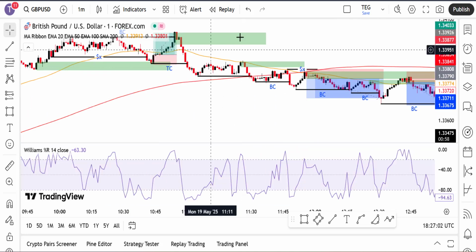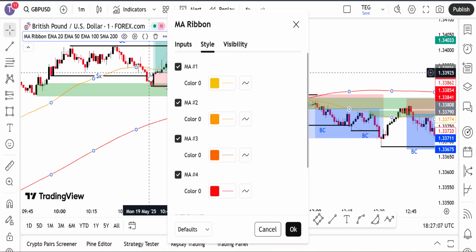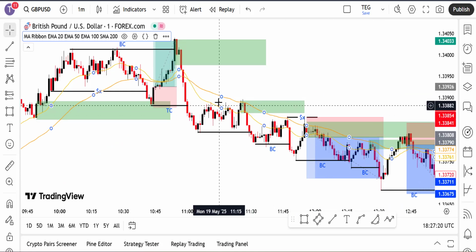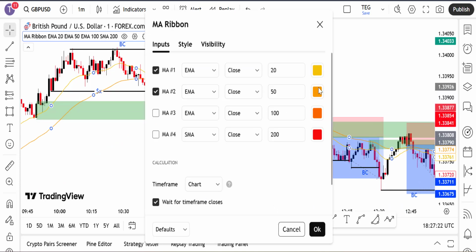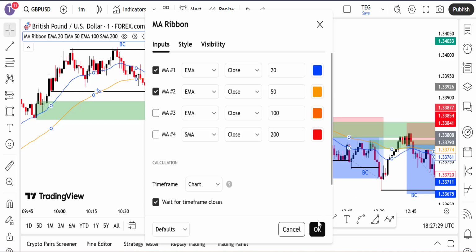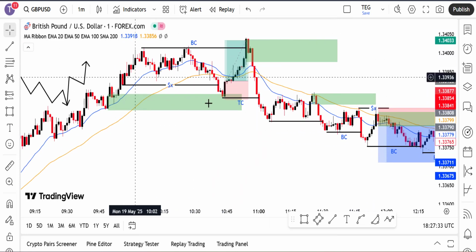So let me quickly show you the 50 EMA on our chart. So this is the 50 EMA. You're going to remove the 200 EMA. Let me change the color for brief reference. Let me make it blue. I prefer blue because I love blue a lot. So do you see how it is?